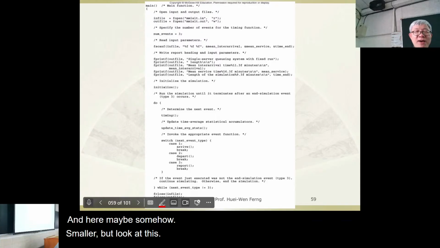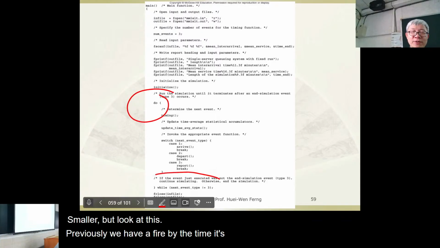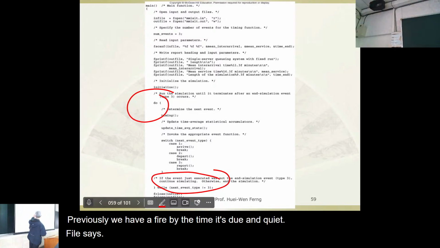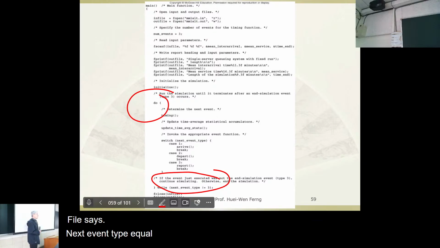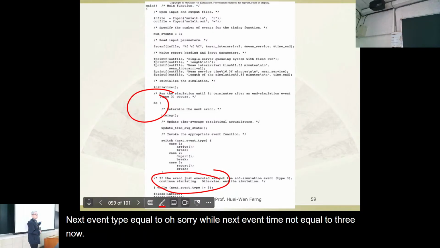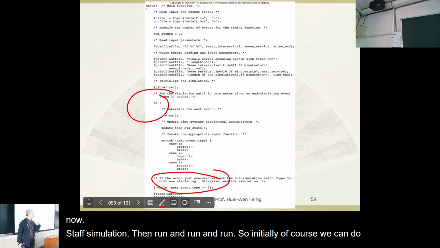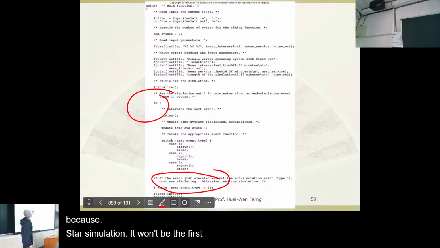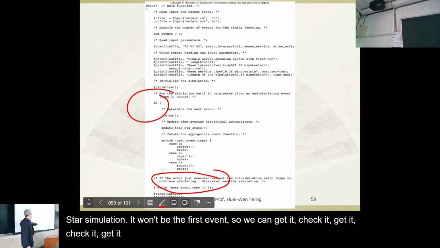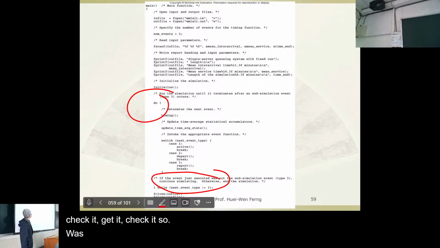But look at these, do. Previously, we have a while, but this time it's do and while. While the next event time is not equal to 3, not stop simulation, then run and run and run. Initially, of course, we can do this because stop simulation won't be the first event. So we can get it, check it, get it, check it. Once it's 3, then we should stop.